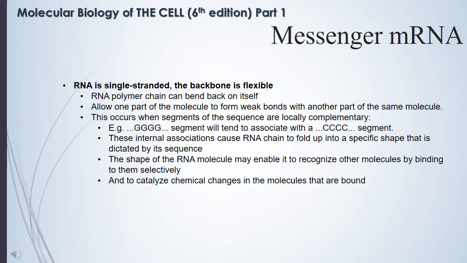So this allows the RNA to form very interesting and elaborate secondary structures. Therefore, these secondary structures can help the RNA to recognize and bind with other proteins in a cell. And by doing so, it can help catalyze certain chemical reactions when associated with appropriate proteins.